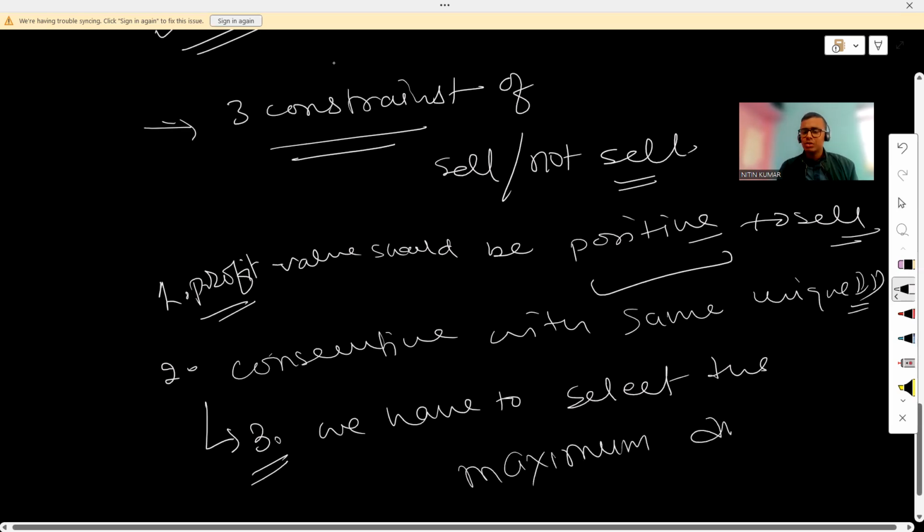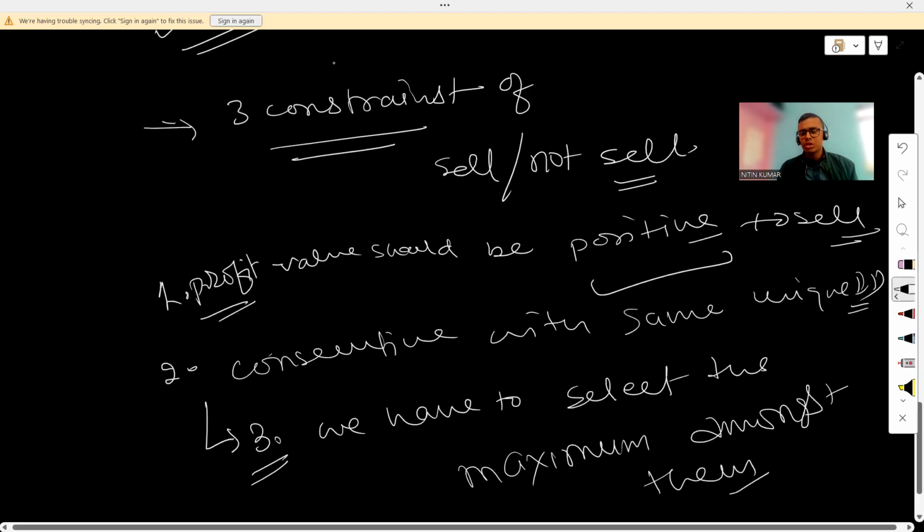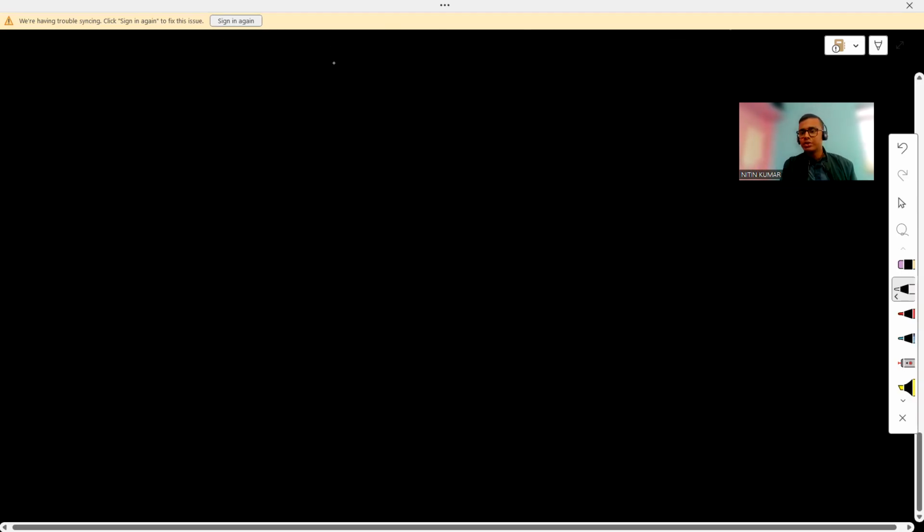So this is the three constraints that we have to look for. First, whether it is negative or positive; otherwise consecutivity, and if consecutivity occurs, then we have to check for the maximum value. So how do we solve that?